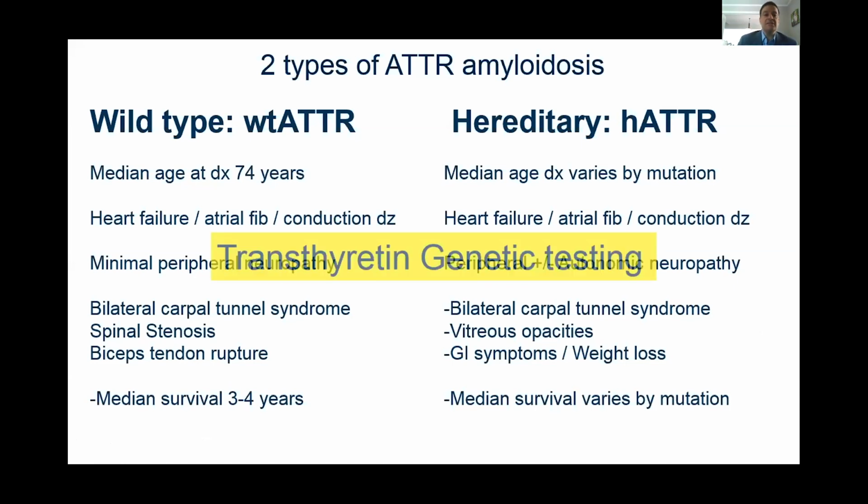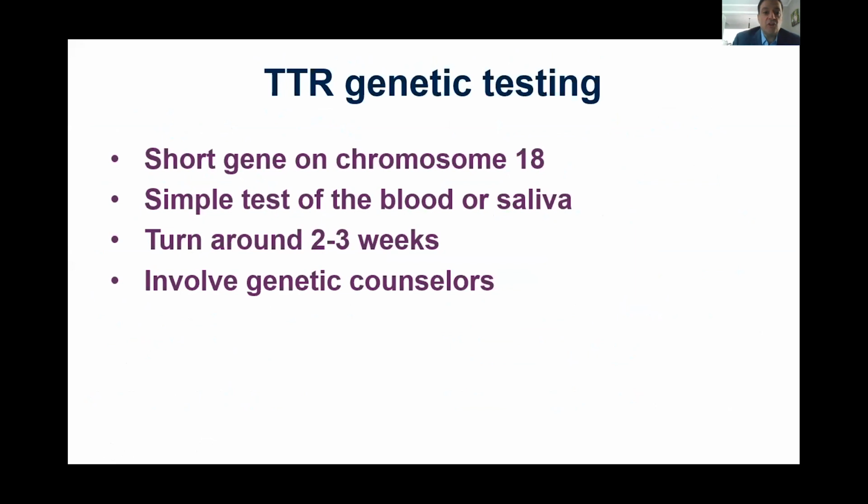Now, the only way to distinguish between wild type and hereditary is to do TTR genetic testing. And that's quite easy to do because it's a very short gene. It's easy to sequence. It's a simple test of the blood or saliva with a turnaround of about 2 to 3 weeks, and we involve our genetic counselors.